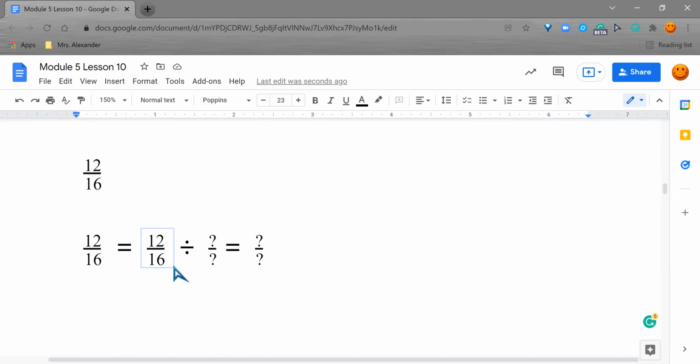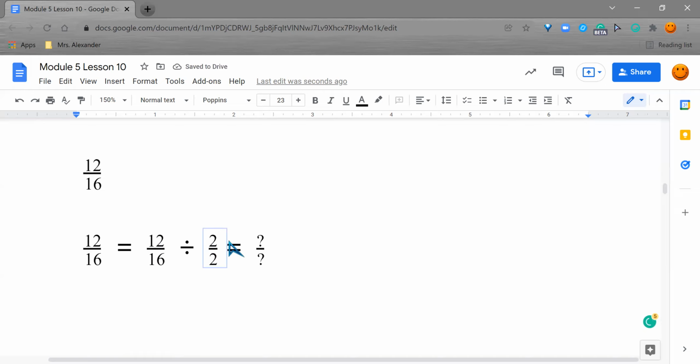Now, I don't know my multiplication facts real well. Well, I'm pretending I don't. But because I'm struggling with them, it's okay. I'm going to take it one step at a time. I see that 12 and 16 are even numbers. So I'm going to go ahead and divide by 2. Is that the last thing I'm going to divide by? I don't know. Let's go find out.